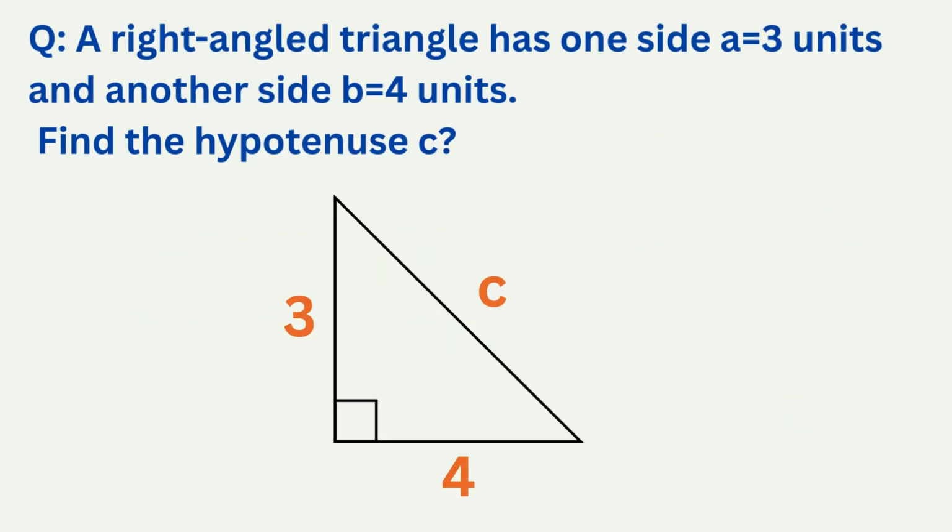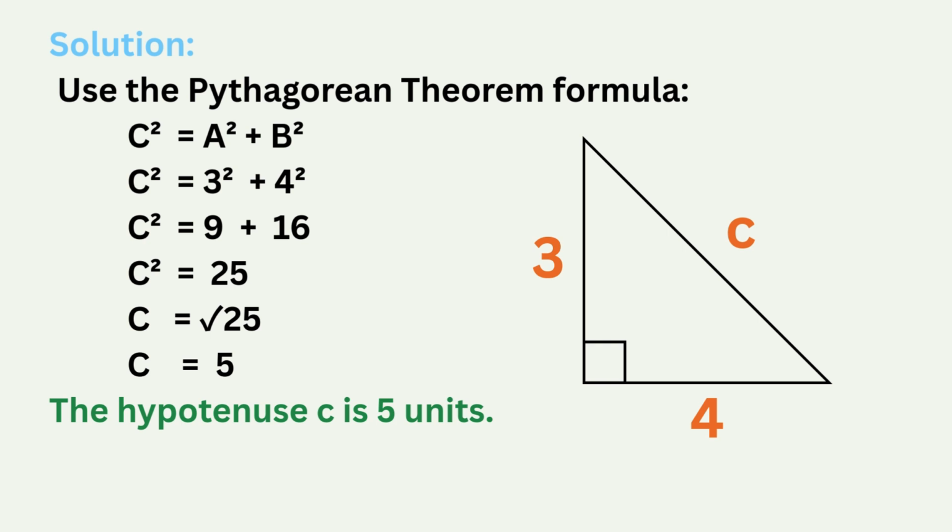Let's solve one example. The question is, a right-angled triangle has one side, A equals 3 units, and another side, B equals 4 units. Find the hypotenuse C. The solution to the question is as we know that hypotenuse squared equals perpendicular side squared plus base side squared. By substituting in the above equation, we'll get the answer as 5 units.